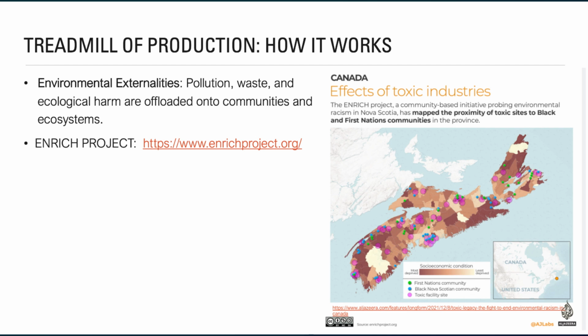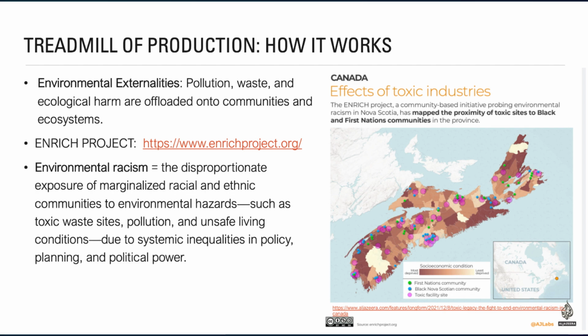And this pattern is not random. It reflects systemic environmental racism, where race and socioeconomic status correlate with exposure to toxins and lack of infrastructure. Specifically, environmental racism refers to the disproportionate exposure of marginalized racial and ethnic communities to environmental hazards due to systemic inequalities in policy, planning, and political power. Think about which communities have the political connections to ensure that new industrial developments are never located near where they live.